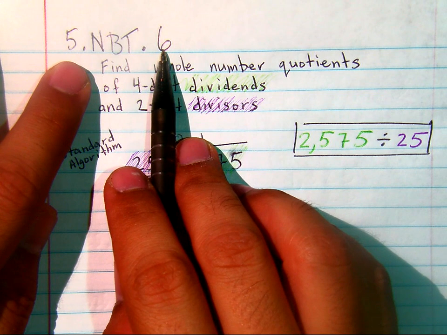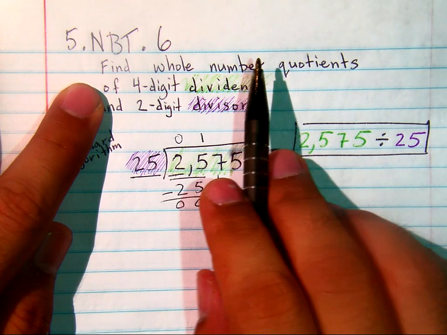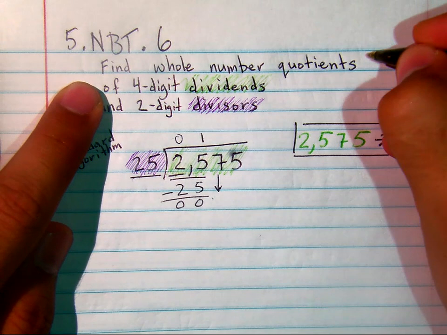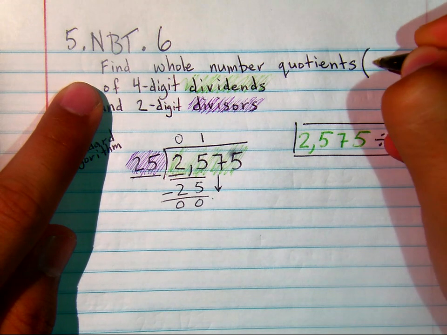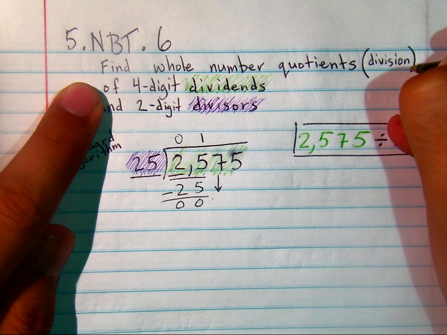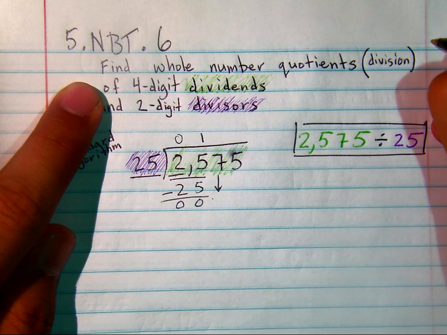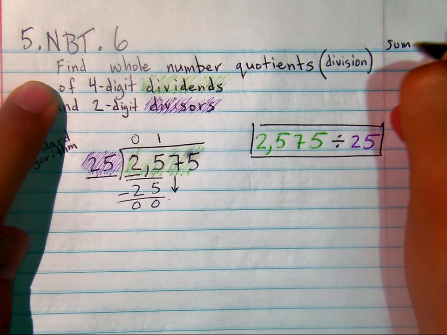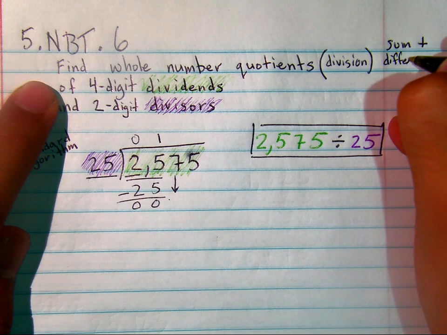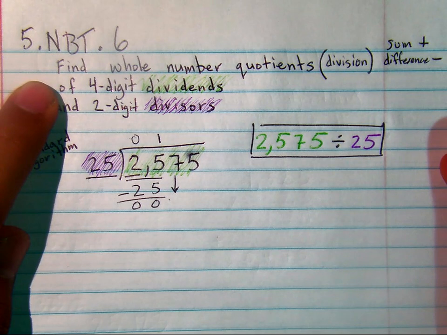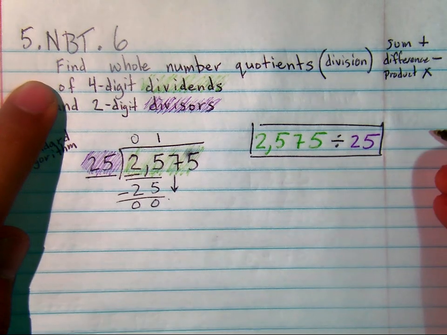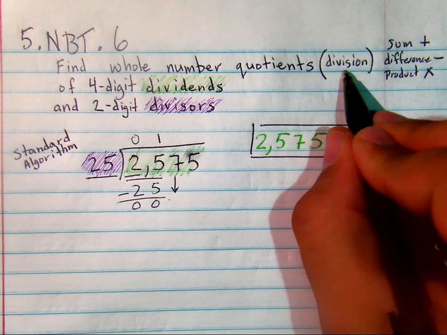5.NBT.6 is all about finding whole number quotients. Quotient is basically an answer for division. Just like sum refers to addition, difference refers to subtraction, product refers to multiplication, quotients are the answers for division.